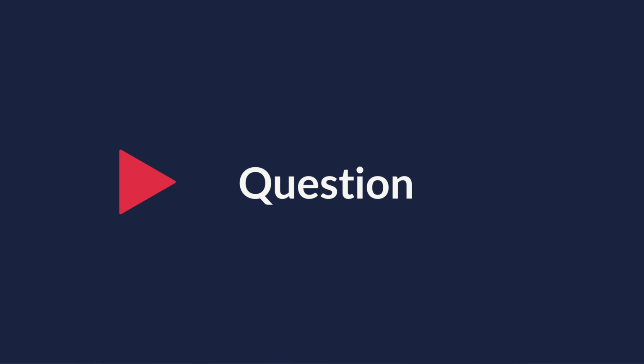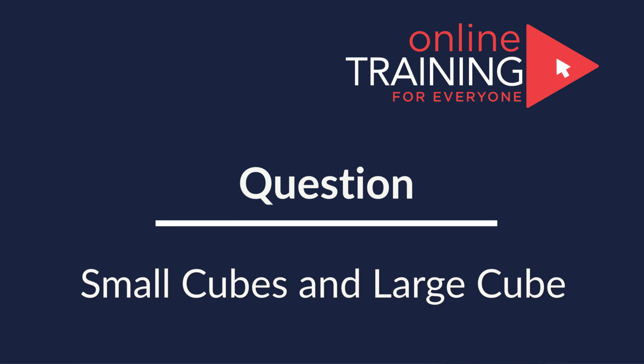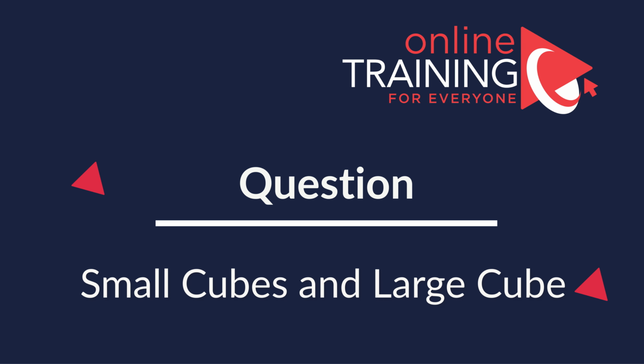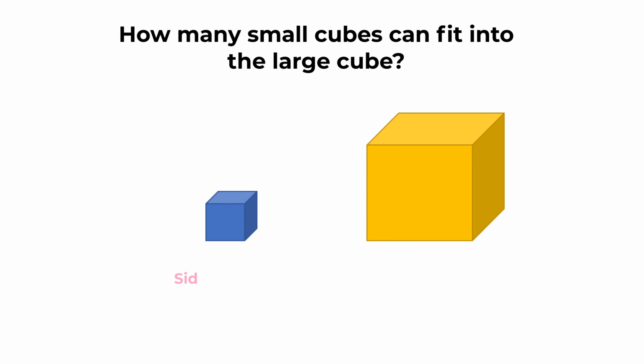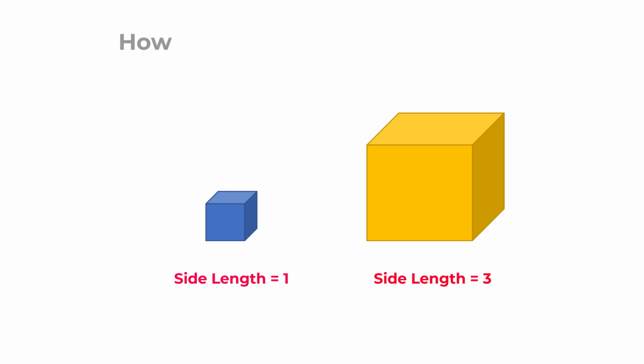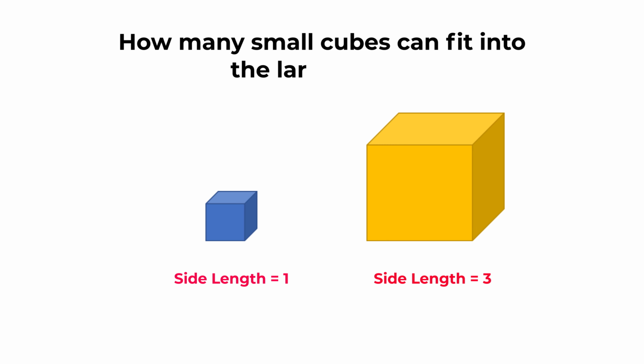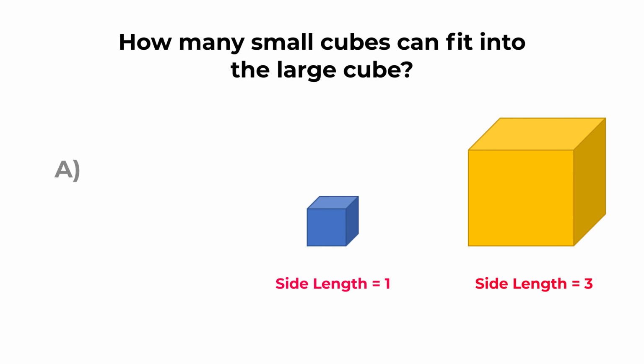Here is the practice problem for you to try. You're presented with 2 cubes. The smaller cube has side length equals 1, and for the larger cube, side length equals 3. So the question is, how many small cubes can fit into the large cube? And you have 4 different choices. Choice A, 9. Choice B, 18. Choice C, 27. And choice D, 81.